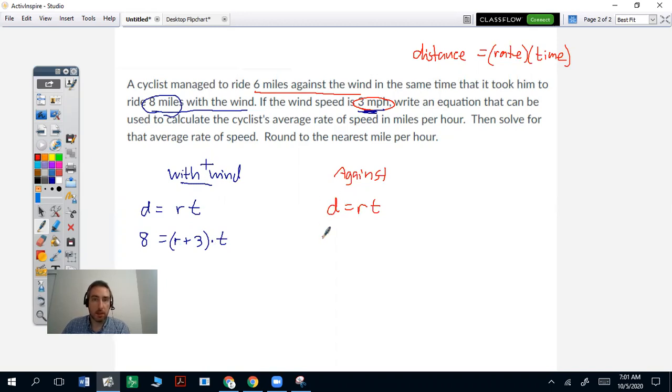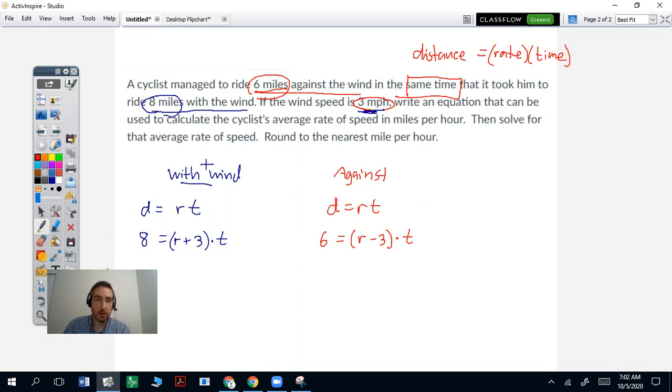Now with the cyclist going against the wind, notice that he rode less miles, or she. So it wasn't 8, it was 6 miles. And that wind speed is being subtracted from the average speed. So it's going to be r minus 3 times the time. Now it says this was during the same time. So these t's are going to be equal.